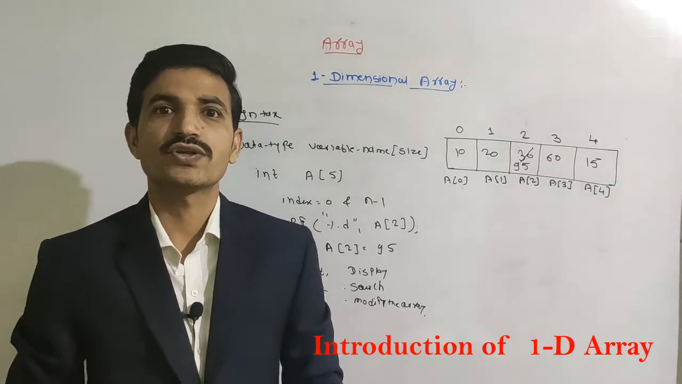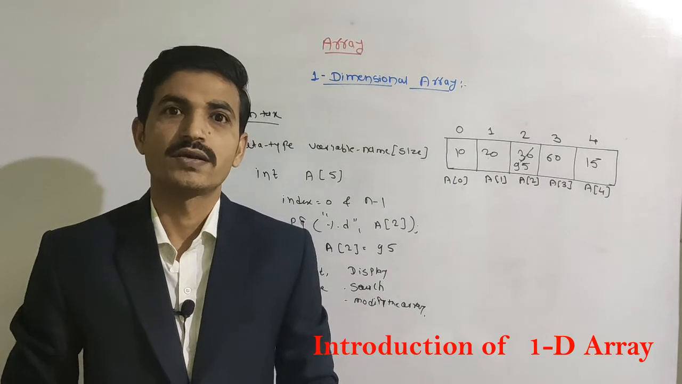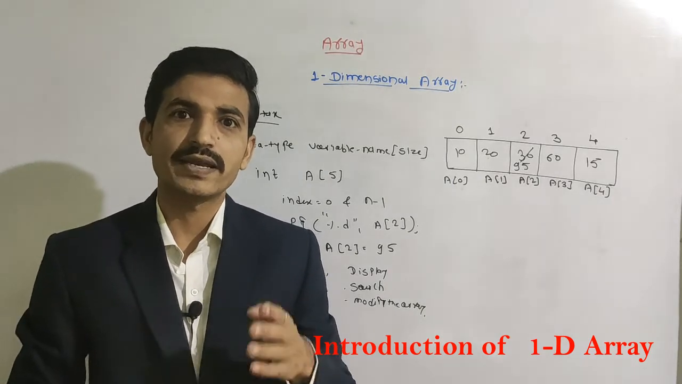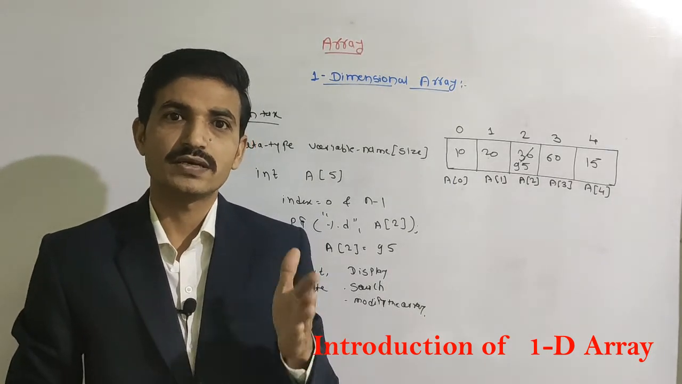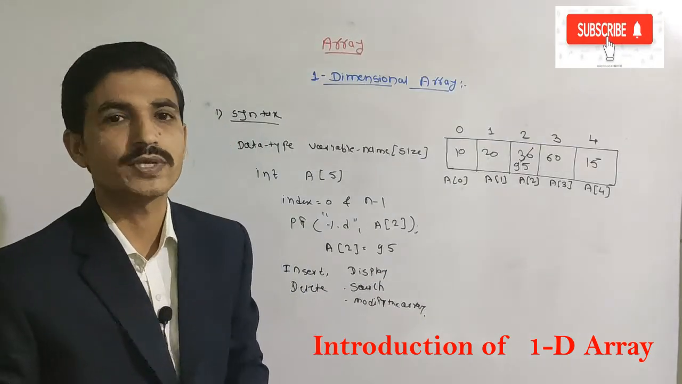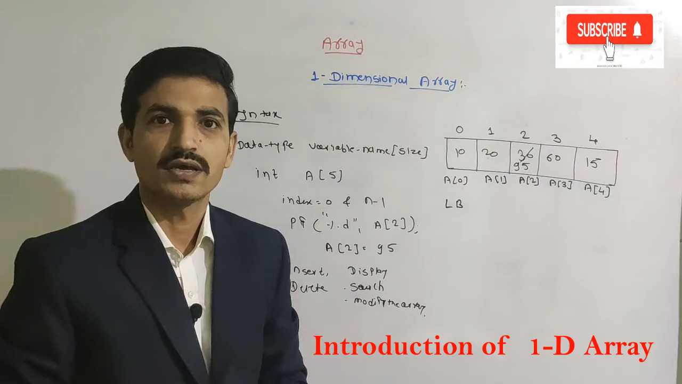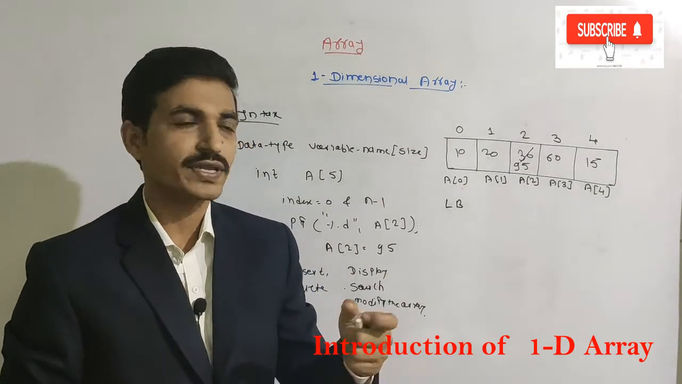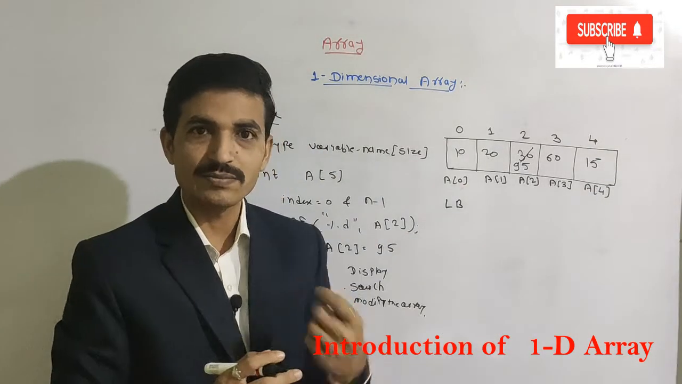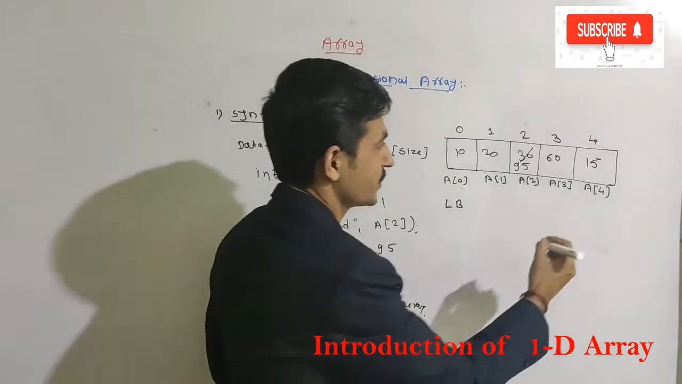Now coming towards the discussion of upper bound and lower bound. In programming, the array indexes start from zero. That starting index is called the lower bound of the array. So this is the lower bound of the array, and the last index of the array, that is n minus 1, is the upper bound of the array.